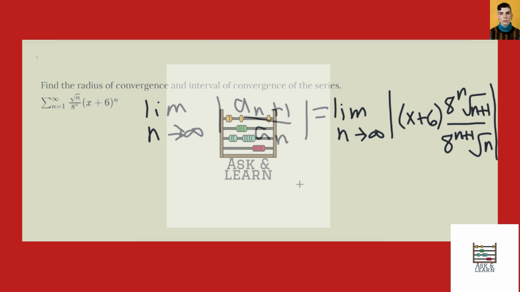Remember, our a_n term is this whole thing, including the x values. If we're dividing by a_n, that's the same thing as multiplying by the reciprocal. So the reciprocal of this thing, we're going to have an 8^n on top, as we do, and a square root of n at the bottom, as we do over here. 8^n divided by 8^(n+1) is just going to turn into 1/8.